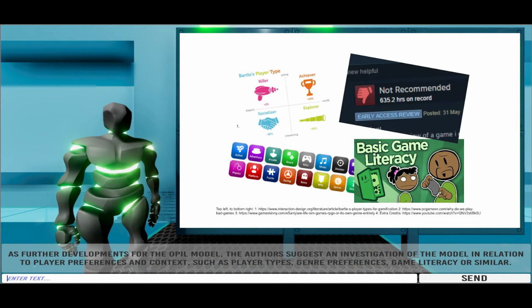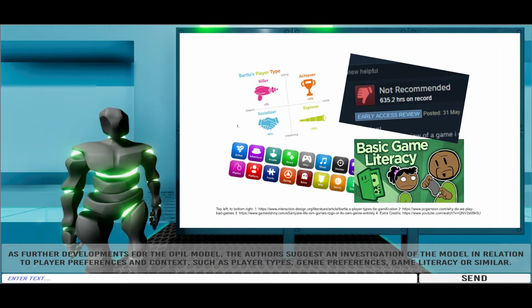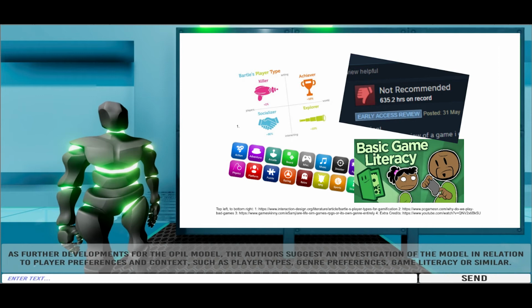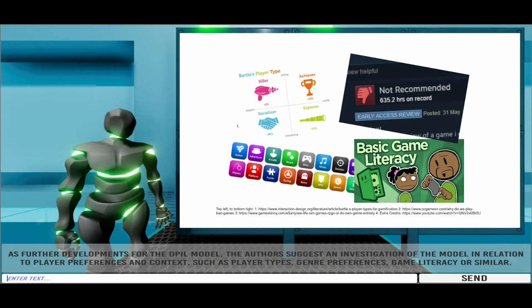As further developments for the OPIL model, the authors suggest an investigation of the model in relation to player preferences and context, such as player types, genre preferences, game literacy, or similar.